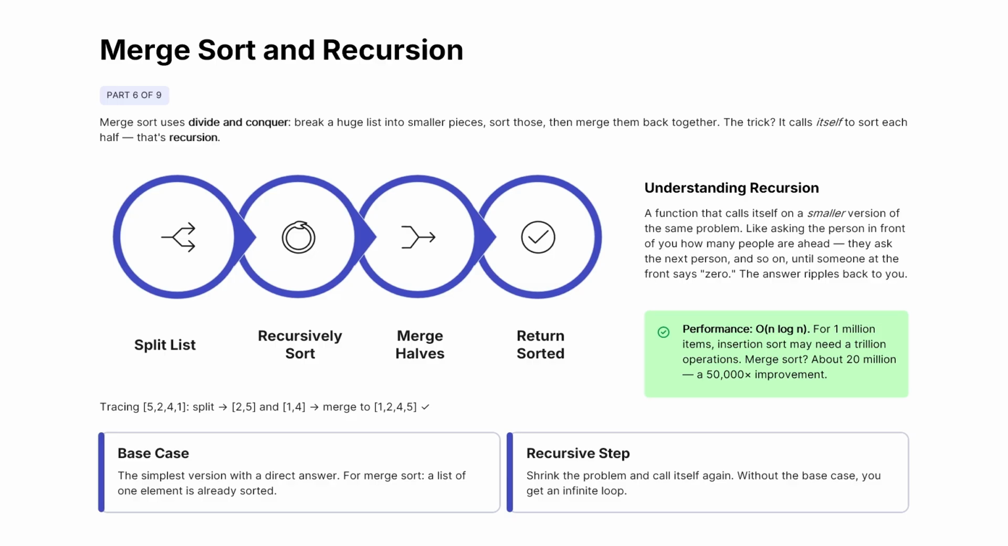Every recursive algorithm needs 2 things. 1. A base case, the simplest version with a direct answer. For merge sort, a list of one element, it's already sorted. 2. A recursive step, a way to shrink the problem and call itself again. For merge sort, splitting the list in half. Without the base case, the function calls itself forever. Infinite loop. You need to guarantee the recursion bottoms out.